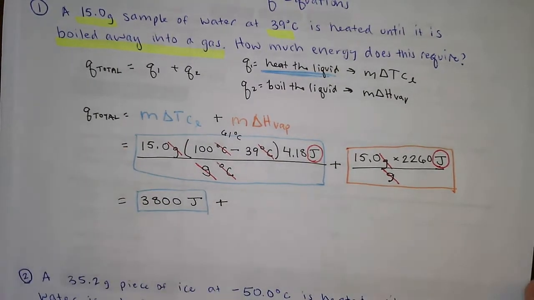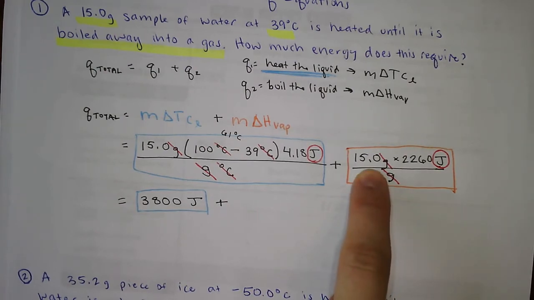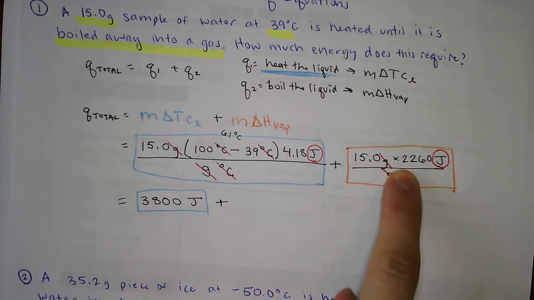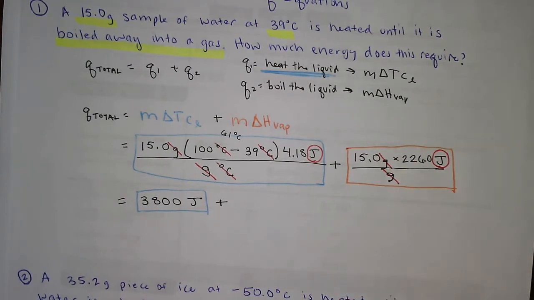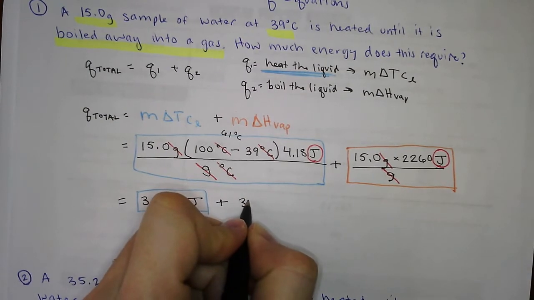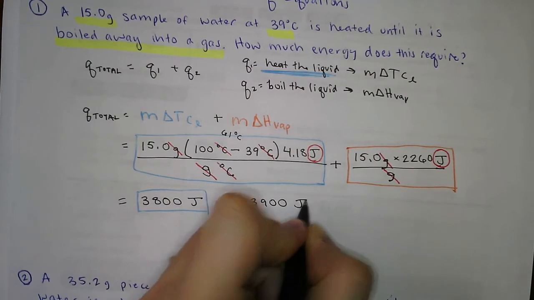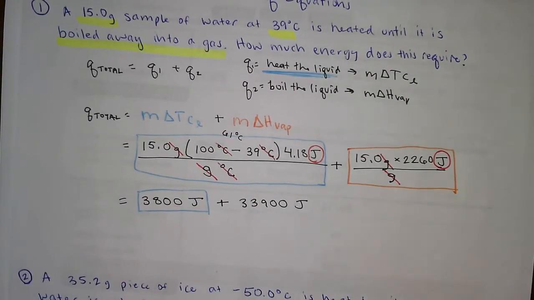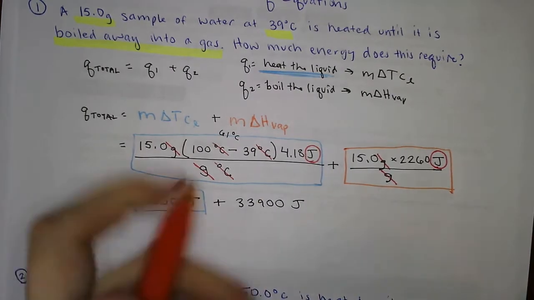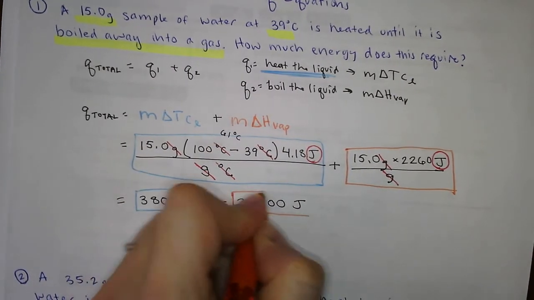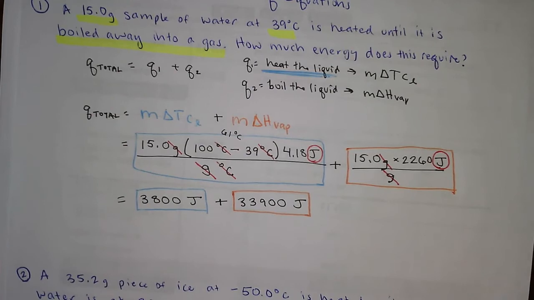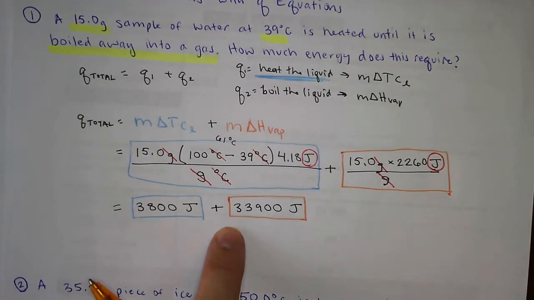If you really wanted to, you could factor out the mass and do it that way, but I'm doing it this way for now. And then here we've got 15.0, again, same mass, times 2,260. We do get to keep 3 sig figs this time. That'll be 33,900 joules. Okay, look at how much more energy it takes to boil water than it does to just heat it up. Again, breaking intermolecular forces. We've talked about that lots of times. Now I'm going to add these 2 together. It looks like I get to keep that hundreds place, which is nice.